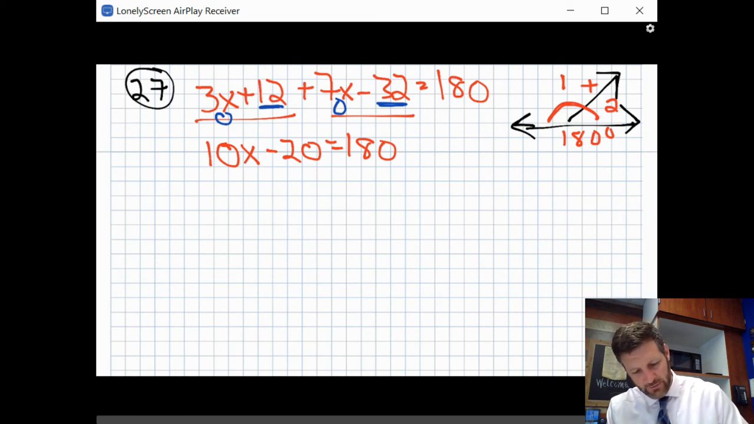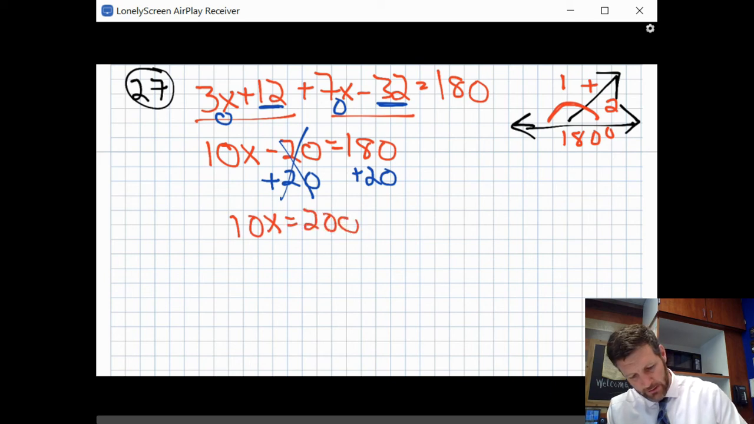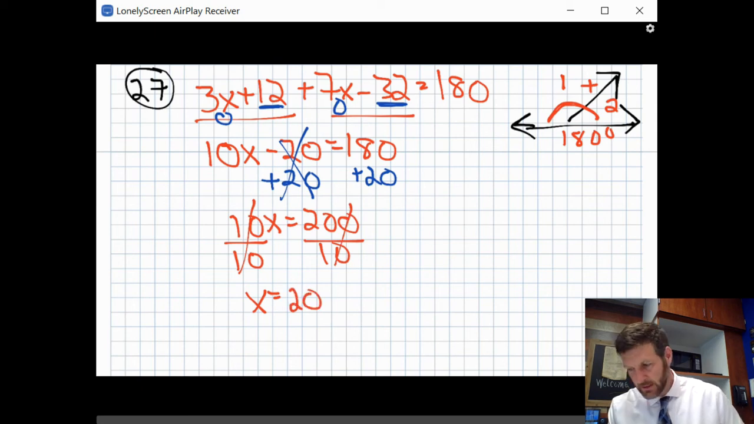So how do I get rid of this negative 20? I do the opposite. I add 20. Well, that's going to make it nice and round there. Cancels out, always the goal. So I get 10x equals 200. The opposite of multiplying by 10 is dividing by 10. Cancels out. 10 divided by 10 is 1, so I'm just left with 1x. And so that means x is equal to 200 divided by 10, 20. So I have found x. X is equal to 20.